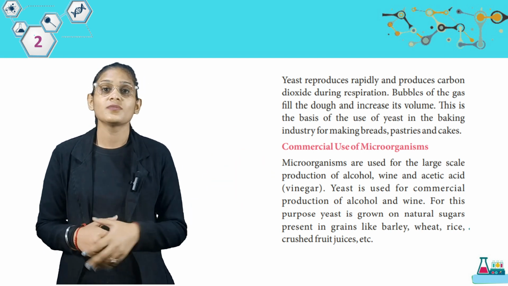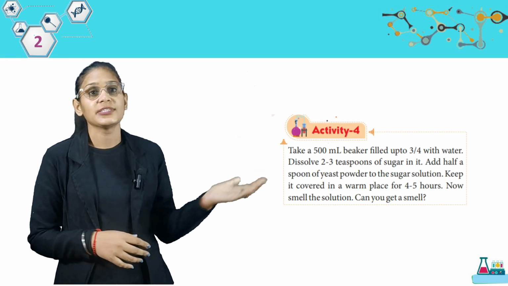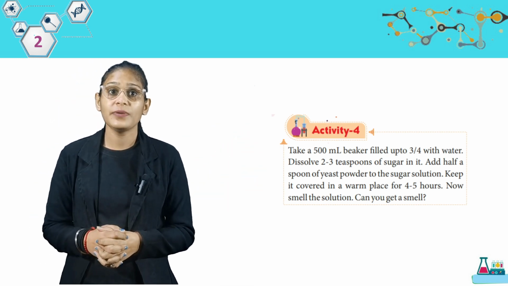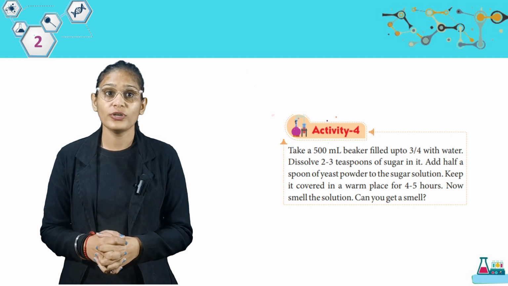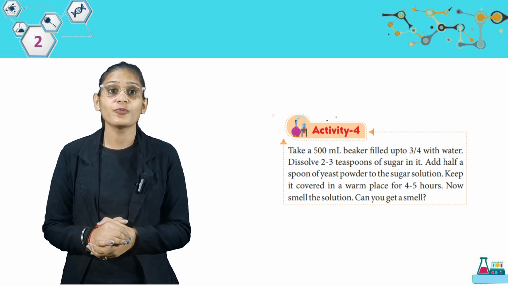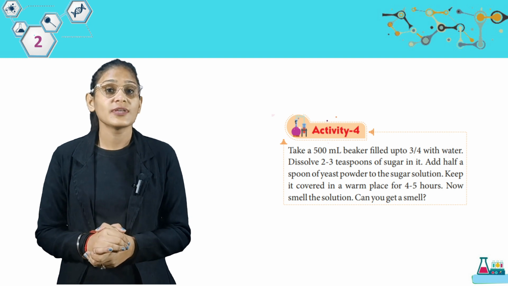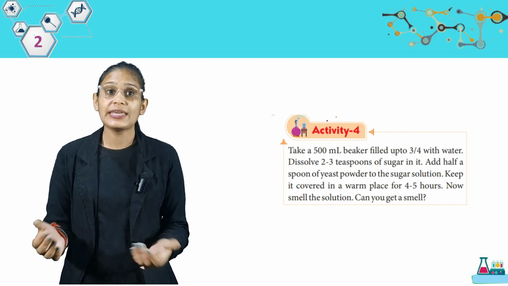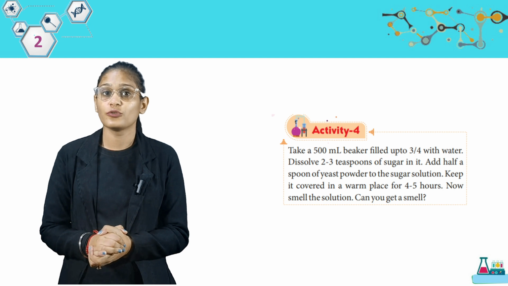Now look here students, we have an activity 4. Take a 500 ml beaker filled up to 3/4 with water. Dissolve 2 to 3 teaspoons of sugar in it. Add half a spoon of yeast powder to the sugar solution. Keep it covered in a warm place for 4 to 5 hours.